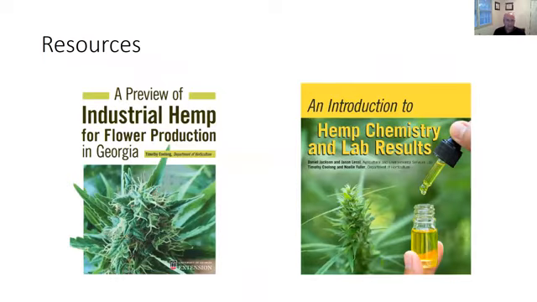In addition, we have a preview of industrial hemp for flower production in Georgia. That's kind of a production guide focusing on CBD or flower hemp for flower production. That came out late last year. It's kind of an introductory guide. So if you've been growing for a couple of years, you're probably a little bit past that, but if you're new to hemp, it would be useful for you. And then we recently had an introduction to hemp chemistry and lab results that came out over the summer, and that focuses more on the analyses that you'll be seeking as a grower and interpreting some of those. And so those are both available. We're going to work on a small fiber publication and a couple of other things in the coming months.